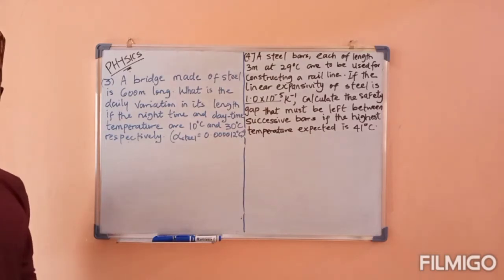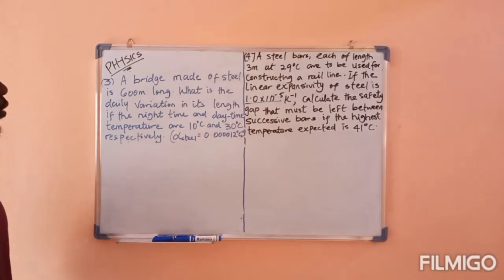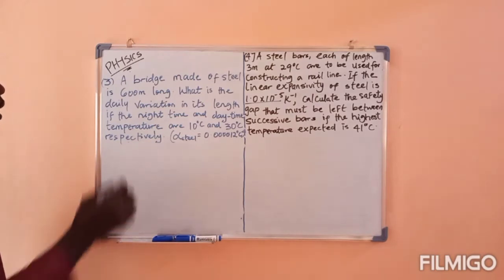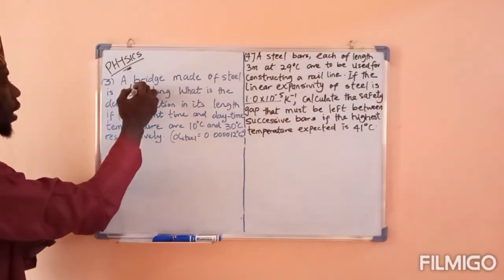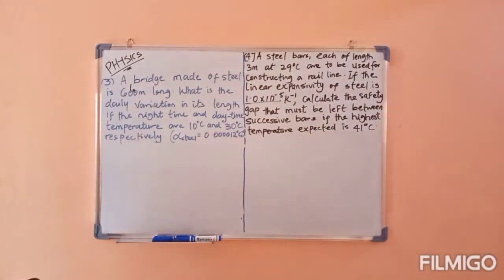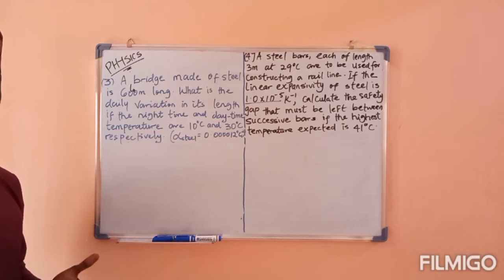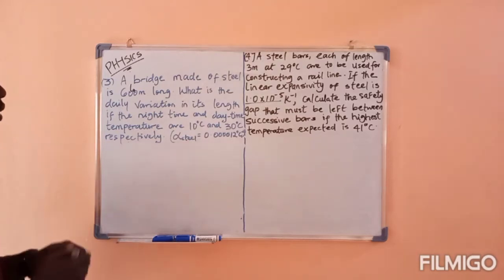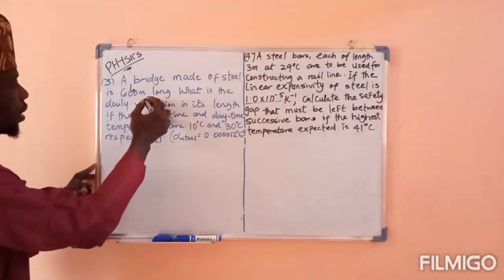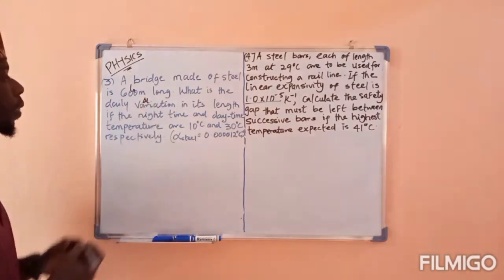So what did I say you should do first? Identify your parameters. So a bridge made of steel is 600 meters. Here is my original length, L0. What is the daily variation? The term variation simply means what? Change. Is that taken? So that is what we are looking for, the change in length.